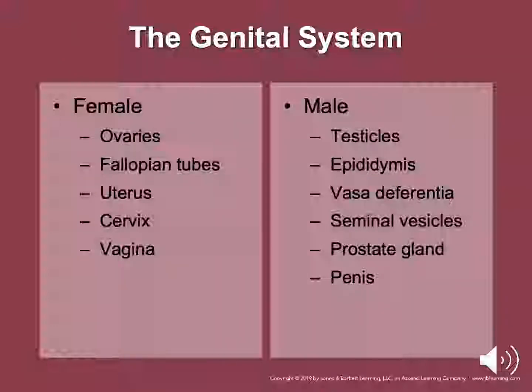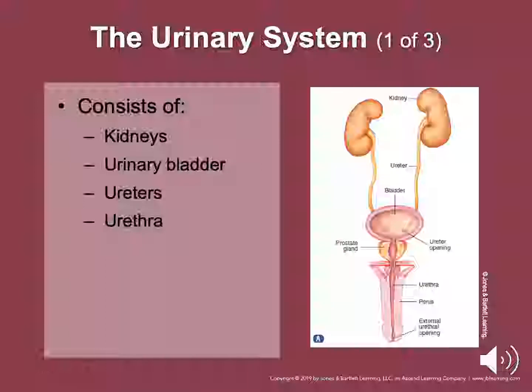All right, the male reproductive system: you've got your testes, your epididymis, your vas deferens. This is the part of the male reproductive system on the right, and the female reproductive system on the left. The urinary system consists of the kidneys, the urinary bladder, ureters, and urethra. There's a part of the male reproductive urinary system.